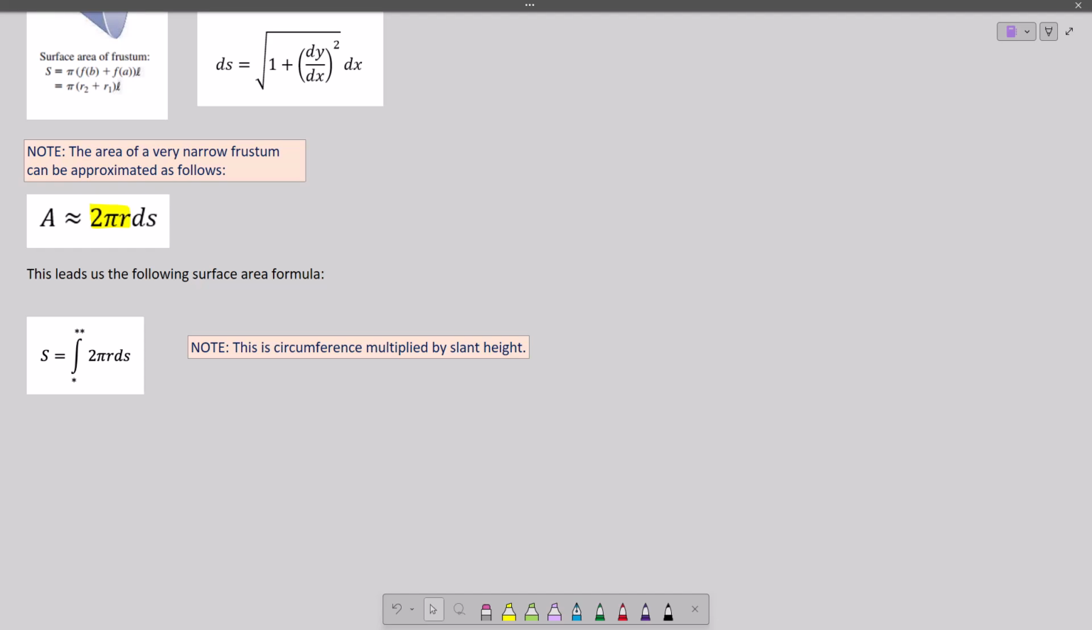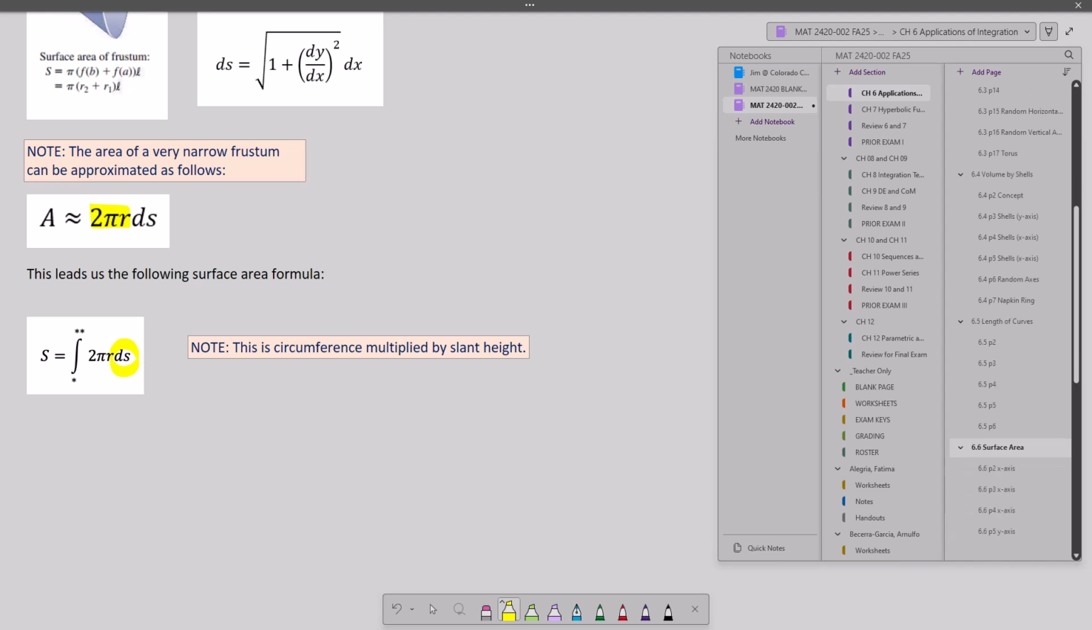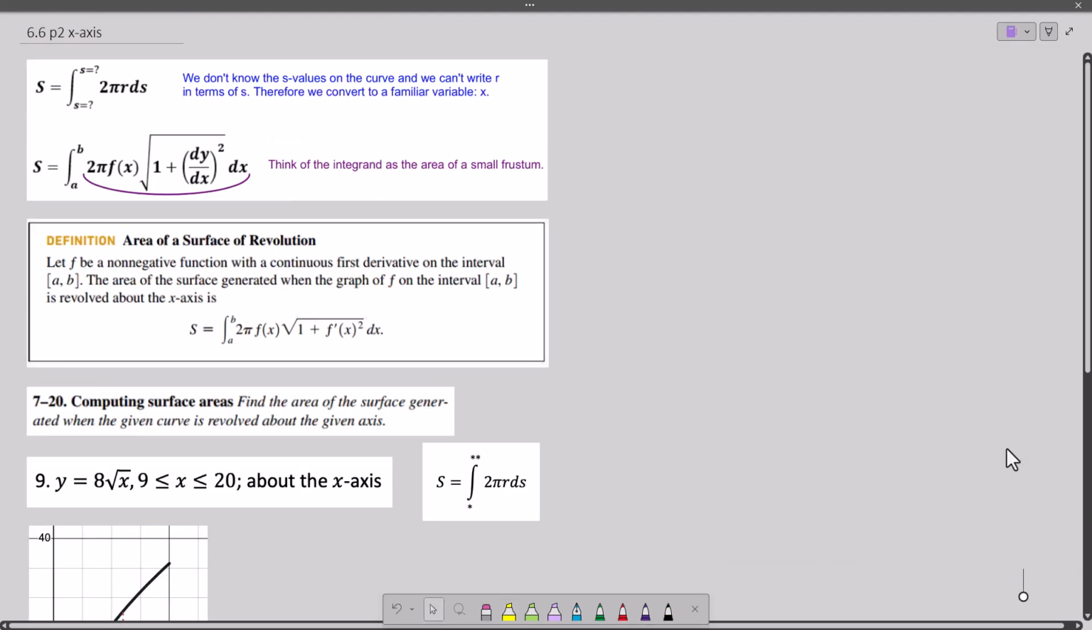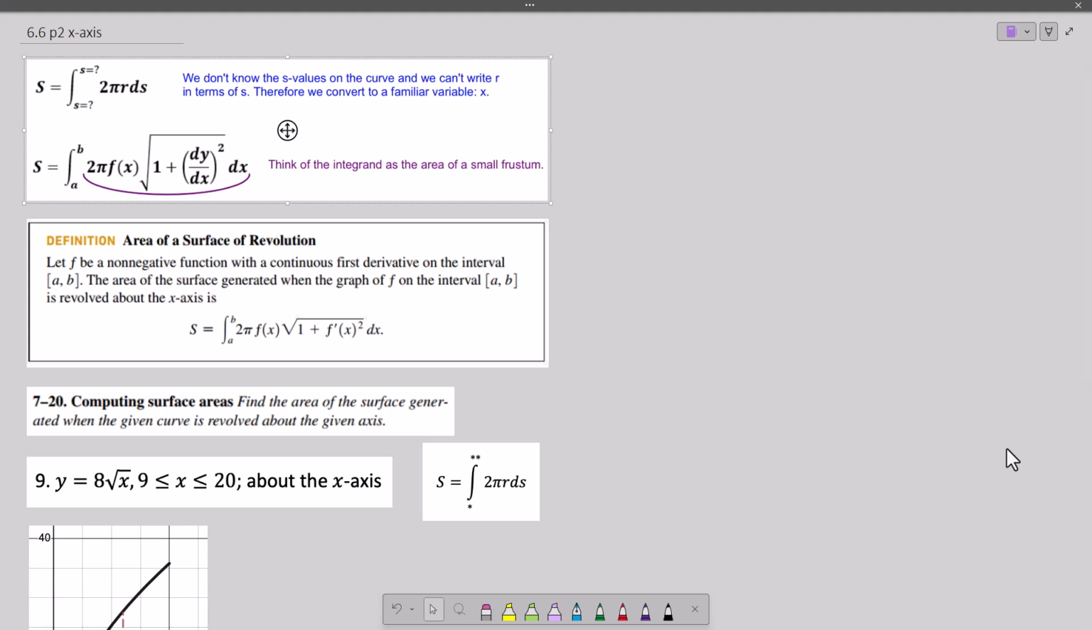So we're in this boat again where the ds, we need to convert to dx or dy. And so that is what we're going to do with surface area. So we come over here. There's our generic formula, 2 pi r ds. We don't know anything about s. If we don't know anything about s, we've got to convert to x or convert to y. And so what we do is simply take the ds and we convert that to this, which is the arc length integral.